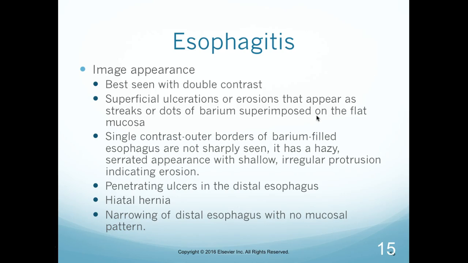So penetrating ulcers in the distal esophagus, of course. We're also looking for a hiatal hernia, because whenever there's a hiatal hernia, we're worried about GERD. So hiatal hernia and GERD go hand in hand. We're also looking for narrowing of the distal esophagus with no mucosal pattern. If there's no mucosal pattern, it means that there's swelling. And if there's narrowing, that's also an indication of swelling, so an inflammation of some kind.